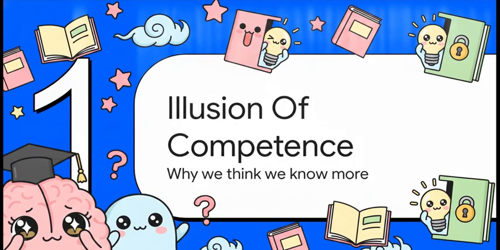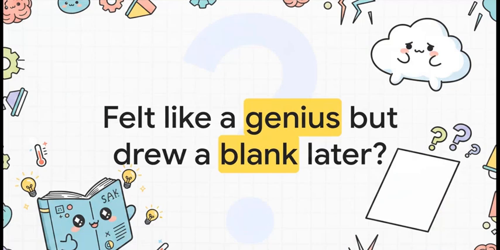Section 1, the illusion of competence, why we think we know more than we do. I mean, seriously, ask yourself, have you ever felt like a master in the moment, but couldn't back it up later? Here's the thing, repetition creates familiarity, and familiarity easily fools our brains into feeling like we've achieved mastery. But face a blank page, and that familiarity just collapses.